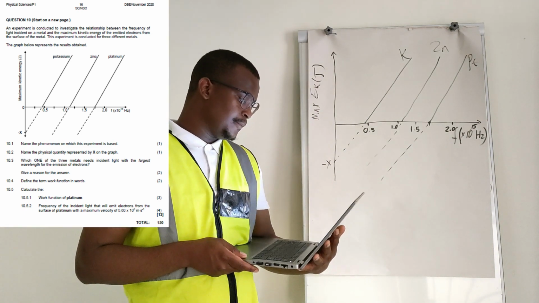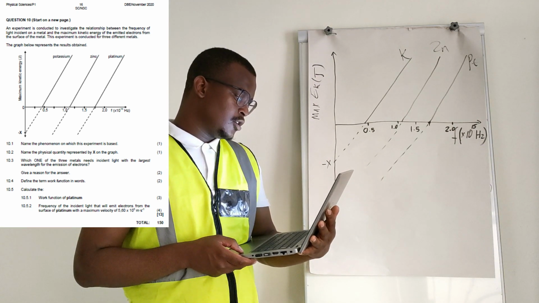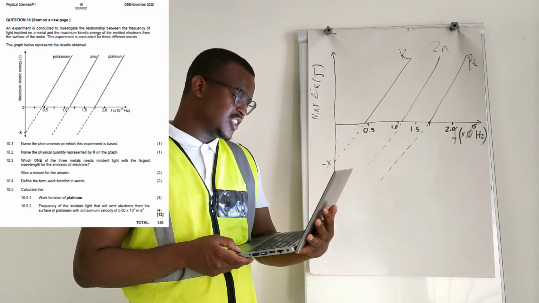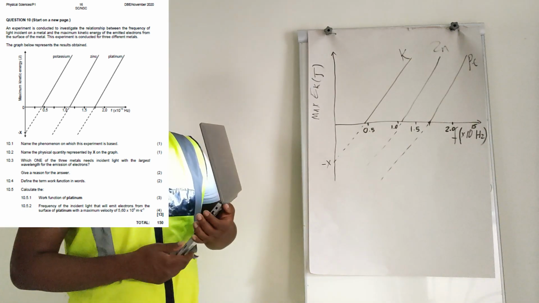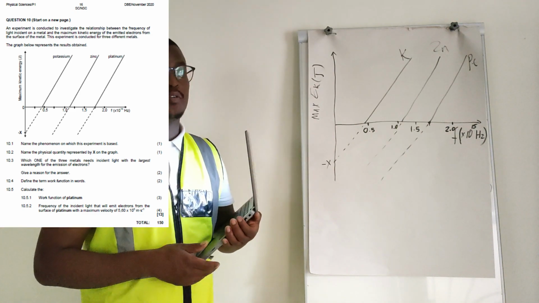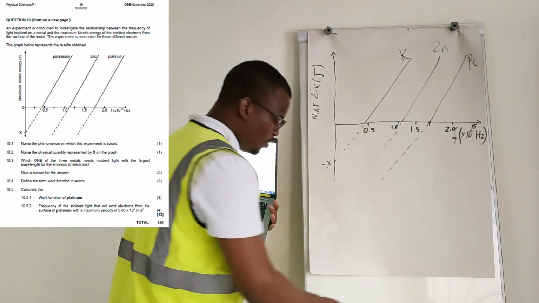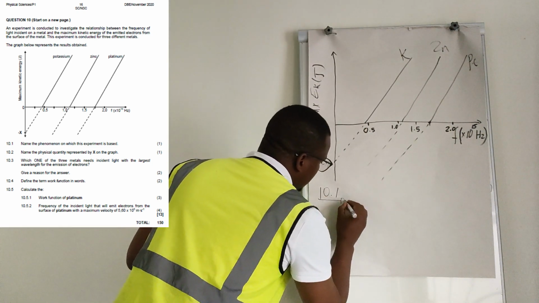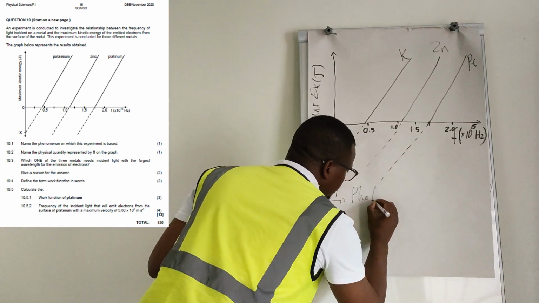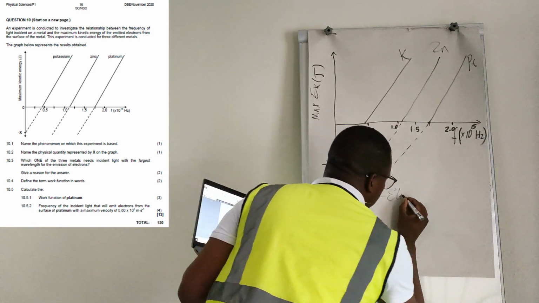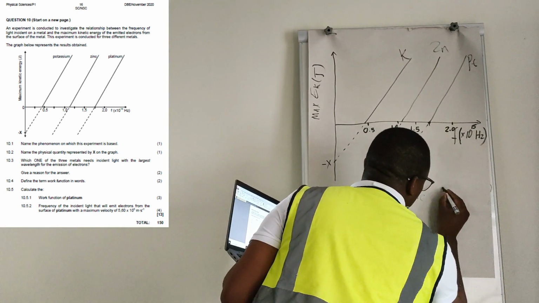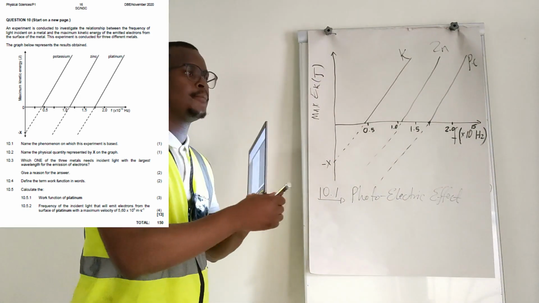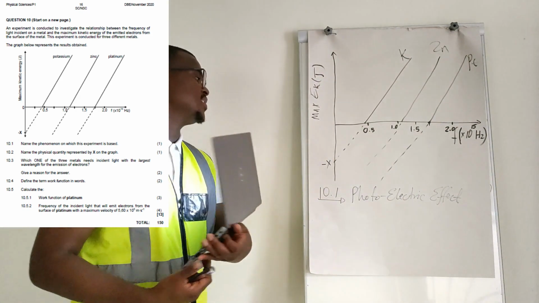So, first question, 10.1. Name the phenomenon on which this experiment is based. They want you to name the phenomenon on which this experiment is based. So for 10.1, that phenomenon is the photoelectric effect.